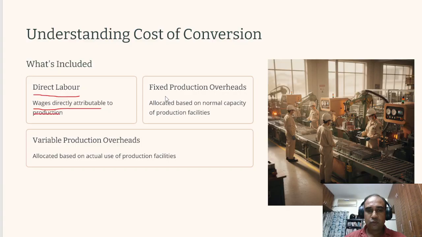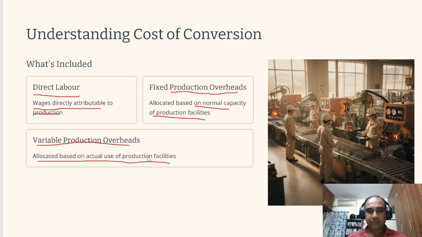of the inventory. Fixed production overhead. If there are production overheads, that will be allocated based on normal capacity. So whatever will be the normal capacity of the factory, the fixed overheads will be allocated based on the normal capacity. Variable production overheads will be allocated based on the actual use of production facilities. So if 10,000 units are produced, the variable cost will be different. If 20,000 units are produced, the variable cost will be different. But fixed production overhead is always based on the normal.